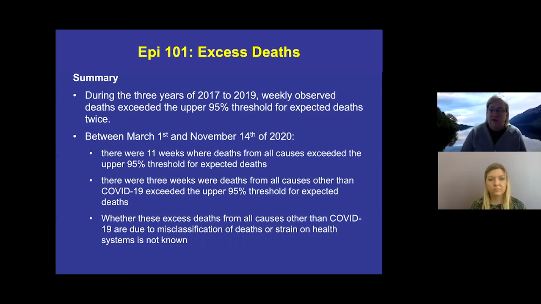But there do appear to be these weeks of excess deaths during the COVID pandemic that are not coded as being COVID related. In addition, we have the obvious COVID deaths causing us to have more deaths than expected.